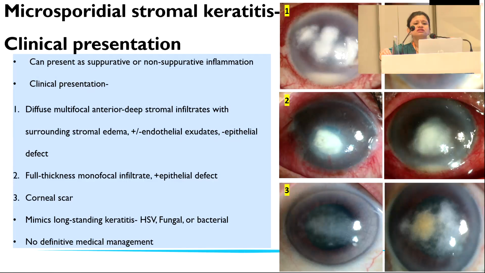Coming to the clinical presentation of MSK, which is quite interesting because it ranges from suppurative inflammation, as you can see in the top two pictures, where you see a multifocal, deep-seated stromal infiltrate with or without an epithelial defect and hypopyon. In the middle two pictures, there is a monofocal, deep-seated infiltrate, usually associated with an epithelial defect or sometimes perforation and hypopyon as well. The below two pictures are very interesting, where you can see just a quiescent scar, which might be an active microsporidial keratitis.